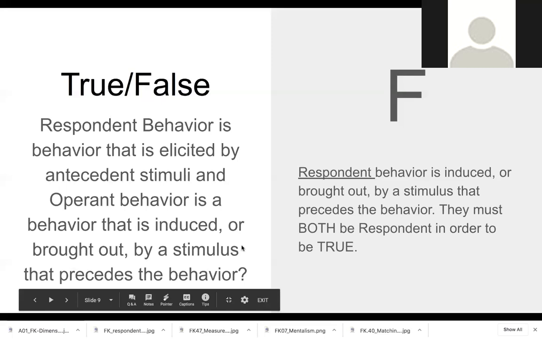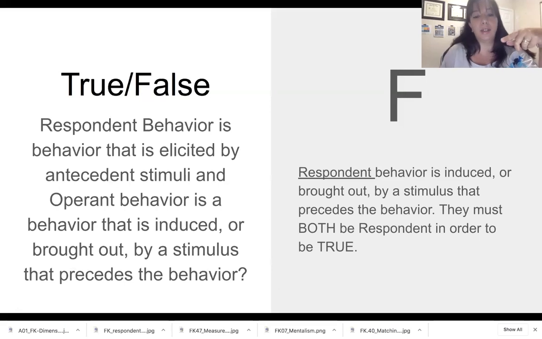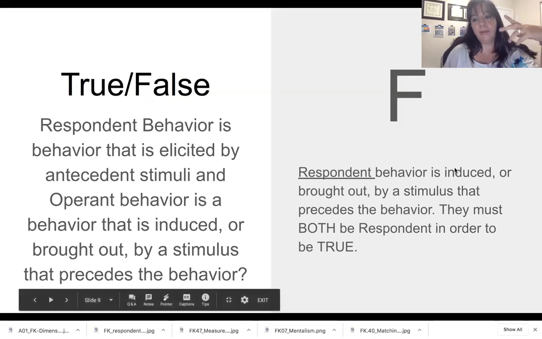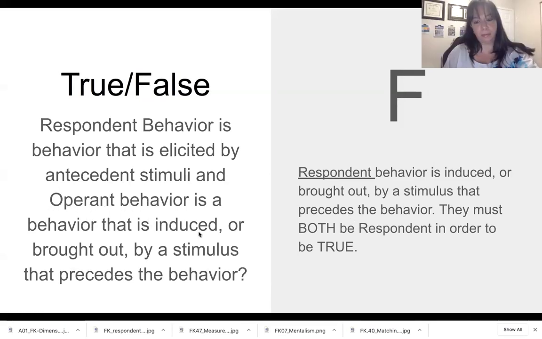Right. And see, for that one, for example, I was pretty confident on the first part, so that's true. It's the second part that I was kind of tripping on, and that's why I said true. I was like, well, that part's true, so I'm just going to try. That's the reason I put the question on there, because a lot of people don't finish reading the question when they read. So respondent behavior is induced and brought about, so that's correct. It's just that I changed the word operant for respondent. And that's pretty much it. Okay?